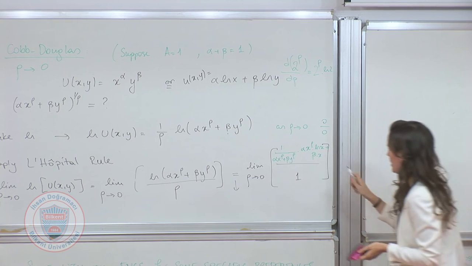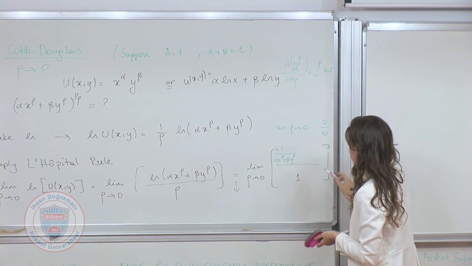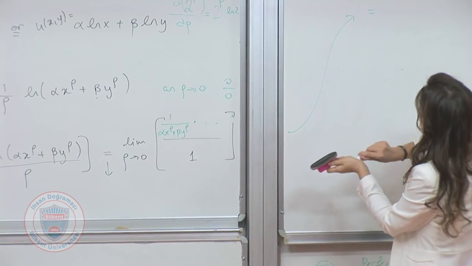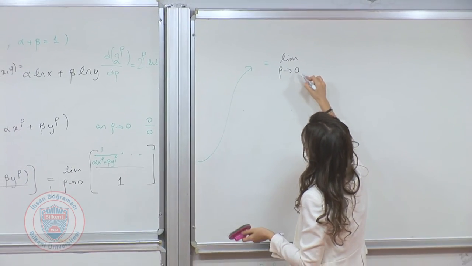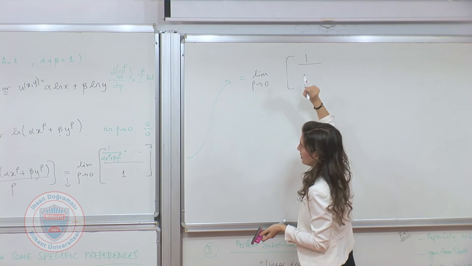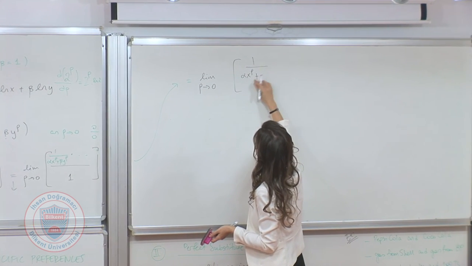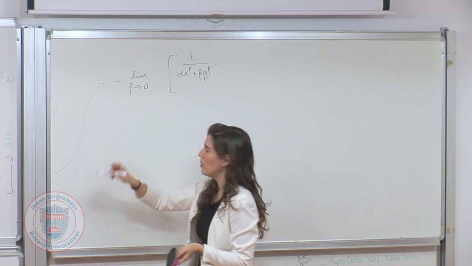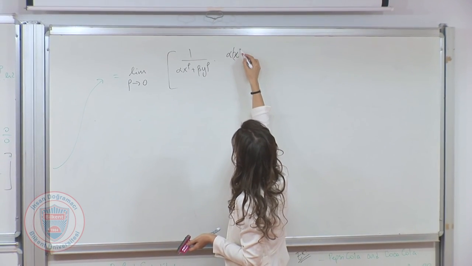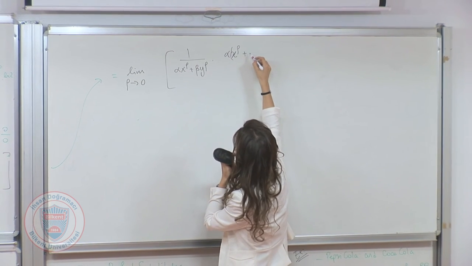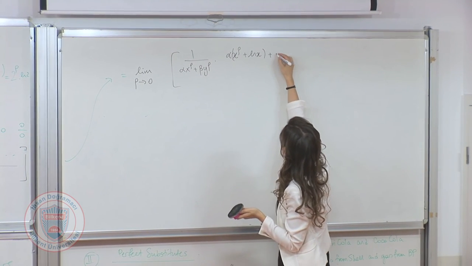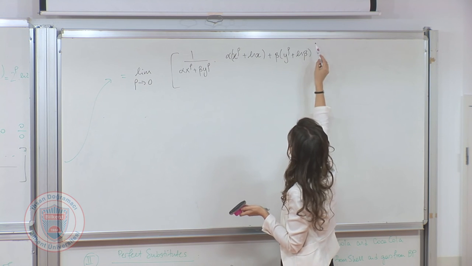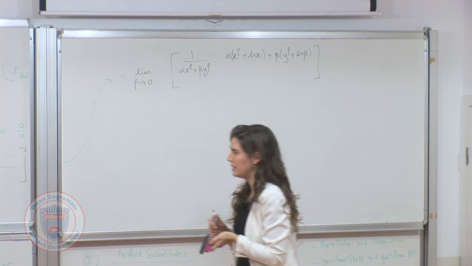Now, this is going to be, so let's write this. Okay, so I'm writing it here. So let's be proper, let's keep putting limits, okay? So 1 over alpha x to the power rho plus beta y to the power rho, okay? And then as you guys told me, this is going to be alpha x to the power rho, right, plus ln x plus beta y to the power rho plus ln beta, right? So it's like this.